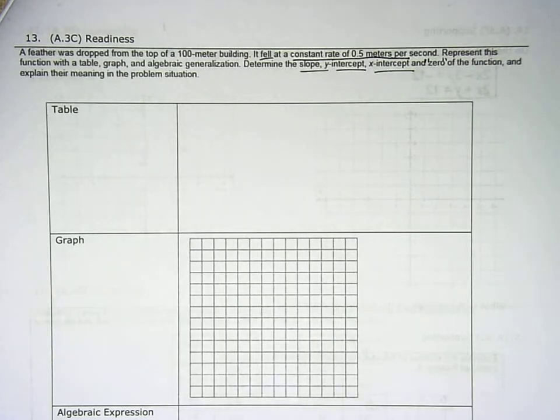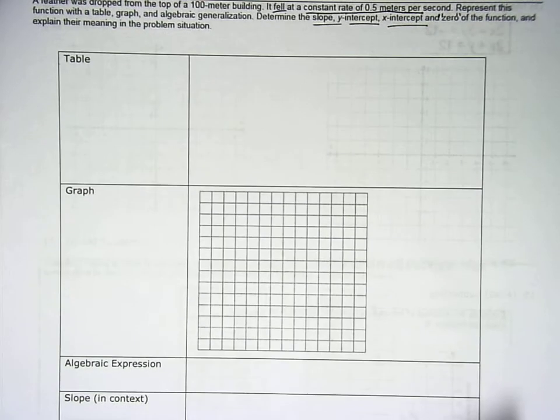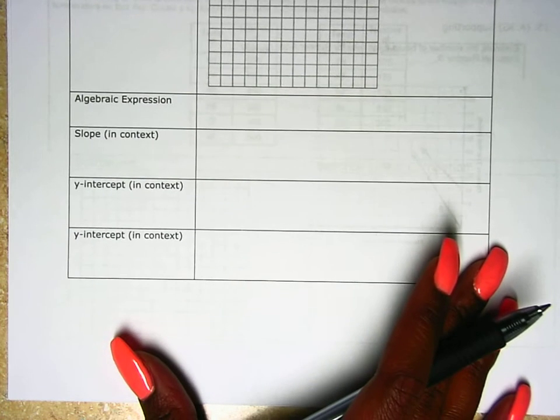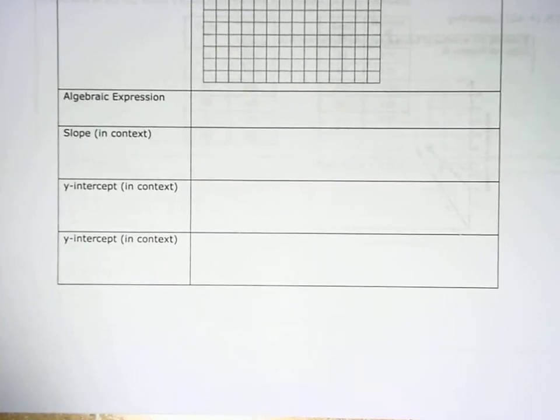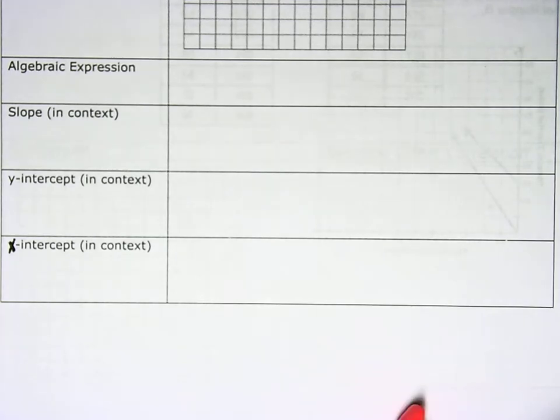problem situation. Now, the table and graph, I'm actually going to let you do because you know how to type that in the calculator. Pull that up and check your work. I'm going to skip down to where it says algebraic expression, slope in context, y-intercept in context, and change this to say x-intercept in context.